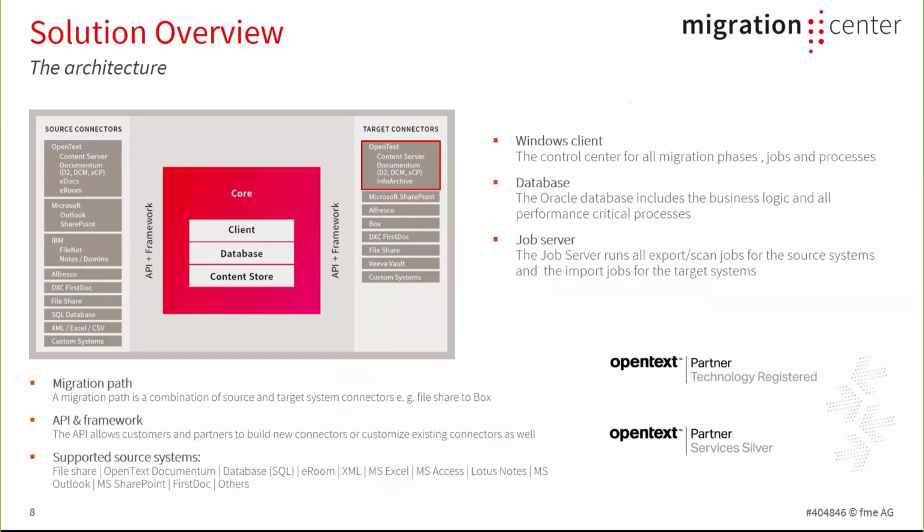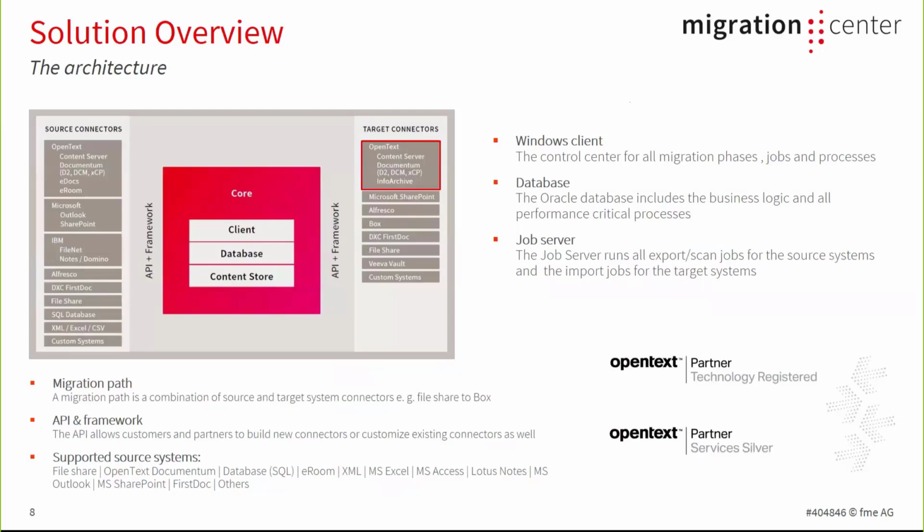As you can see, we have a couple of source connectors. That means you can migrate, for example, from old Content Server versions to xECM or to Content Suite 16. We also have connectors for eDocs, eRoom, Outlook, and SharePoint, doesn't matter if it's on or off-prem, Office 365, FileNet, Lotus Notes, Alfresco, and so on and so forth. So we have a bunch of different source connectors which helps you to migrate your platforms to OpenText Content Server, or as I mentioned, Documentum or InfoArchive.